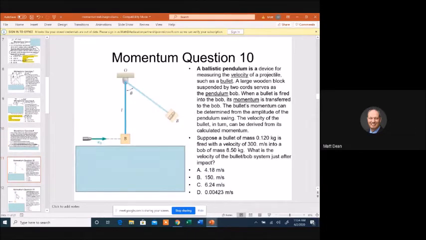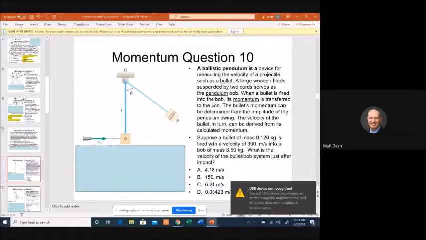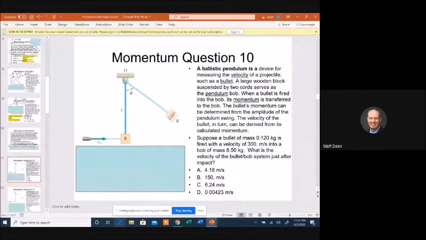All right, so now let's look at a ballistic pendulum problem. I'd like for you guys to take just a minute and read this problem, just so you know what's going on. So let's take about a minute and let you guys read it, and then we'll go from there.